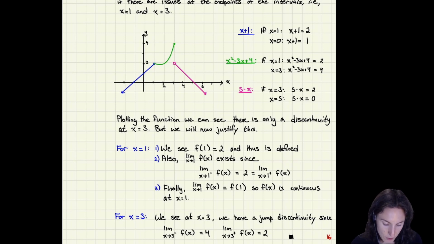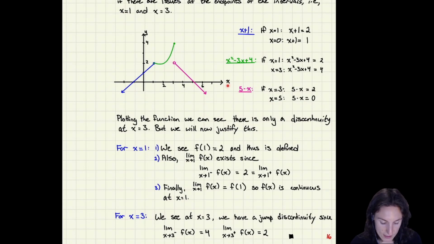So the parts that we're going to have to check are x is equal to 1 and x is equal to 3. And at x is equal to 1, we see that our function is defined. It's equal to 2. The left and right-sided limits are the same. And the limit, as x approaches 1 of f of x, is equal to f of 1, is equal to 2. So our function is continuous at 1. The only place along all of x that this is not continuous is at 3, because we have a jump discontinuity. Our left and right-sided limits are not the same.